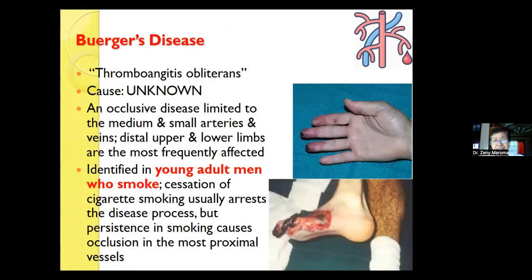Another peripheral vascular disease, Buerger disease. Other name, thromboangiitis obliterans.